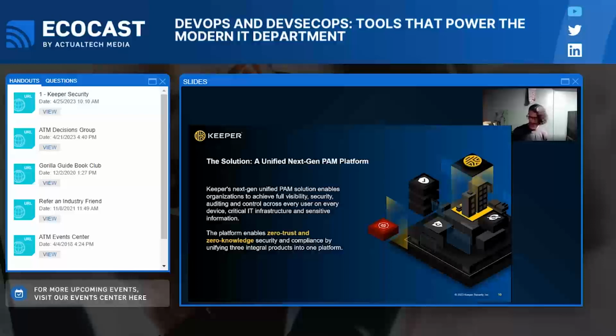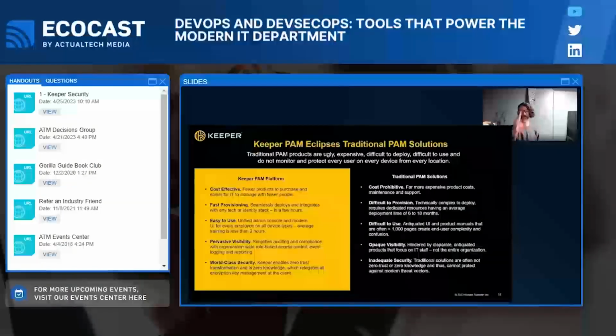Let's go over here. Let's look at traditional PAM solutions compared to Keeper's next-gen PAM solution. So cost prohibitive, right? We already talked about that, paying for a solution where you may not be using all the feature sets, and then you're paying into other solutions to accomplish other things. It's difficult to provision. What I mean by that is you want to utilize this in your whole organization, but with 18,000 users, how are we gonna deploy this? How is this going to get out automatically to 18,000 users? It's difficult to use and inadequate.